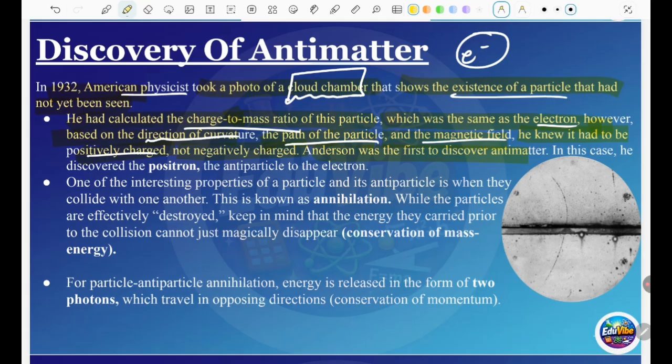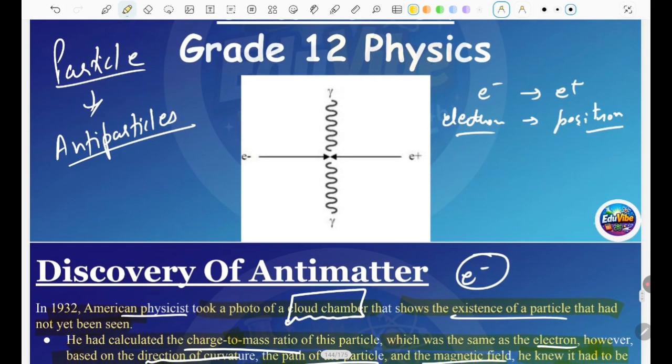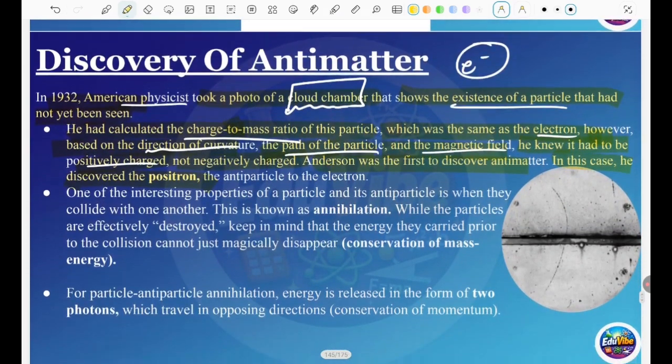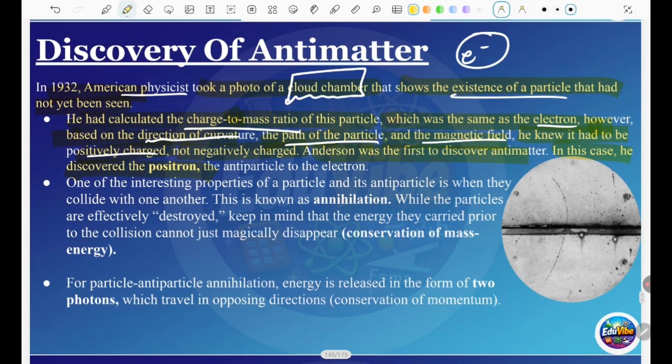So they start with matter, and from here they get the particle, which is the electron. In this case, he discovered the positron, which I discussed earlier. The electron has an antiparticle, the positron, which is positively charged. He discovered that, and this is the antiparticle of the electron.